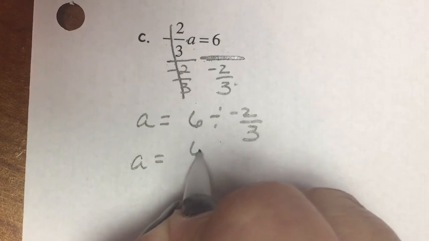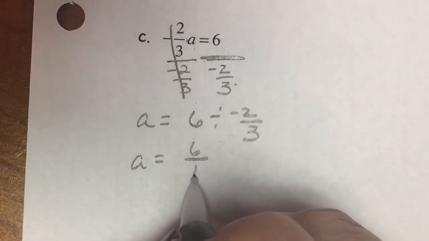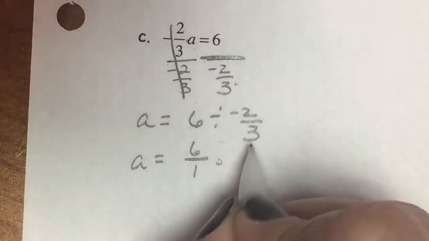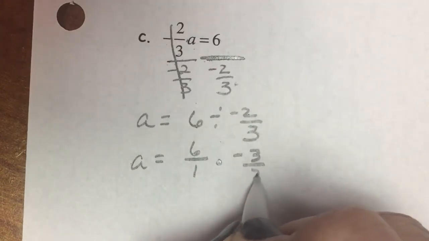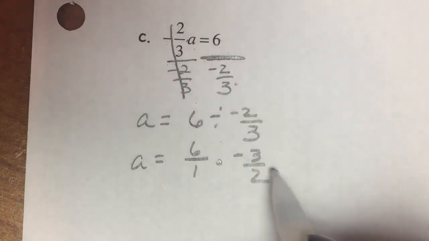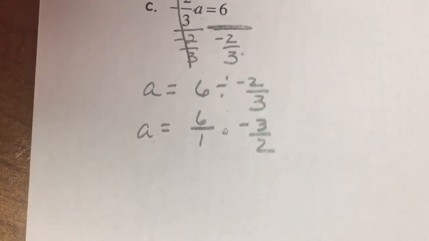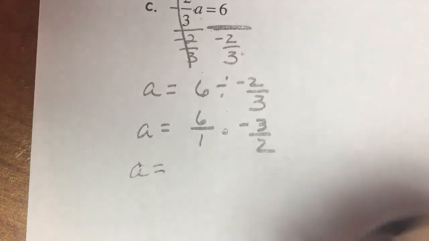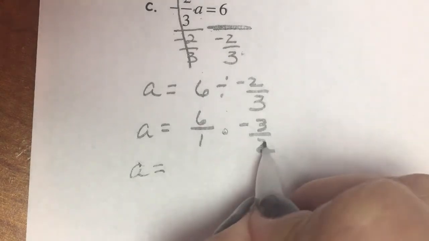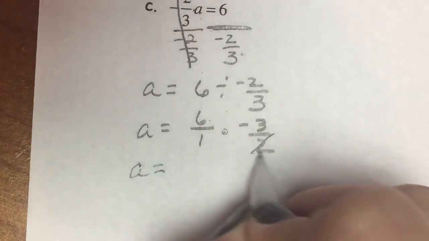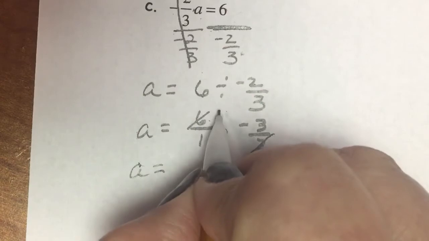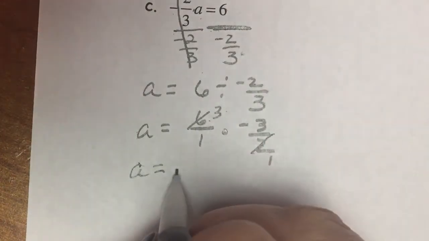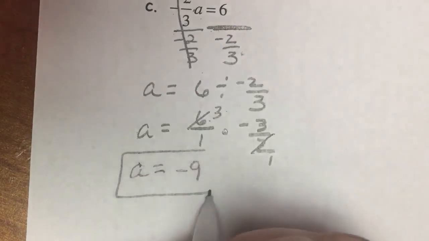So how do I do this? Well, I'm going to put this 6 over 1 because I'm dealing with fractions. And I'm going to multiply by the reciprocal of the second fraction, which is negative 3 over 2. And remember the negative, it doesn't matter where it is. Let's see what I can do to cancel. Notice I can cancel here. So this 2 divides into 2 once, and 2 divides into 6 3 times. So I have 3 times negative 3, which is negative 9.